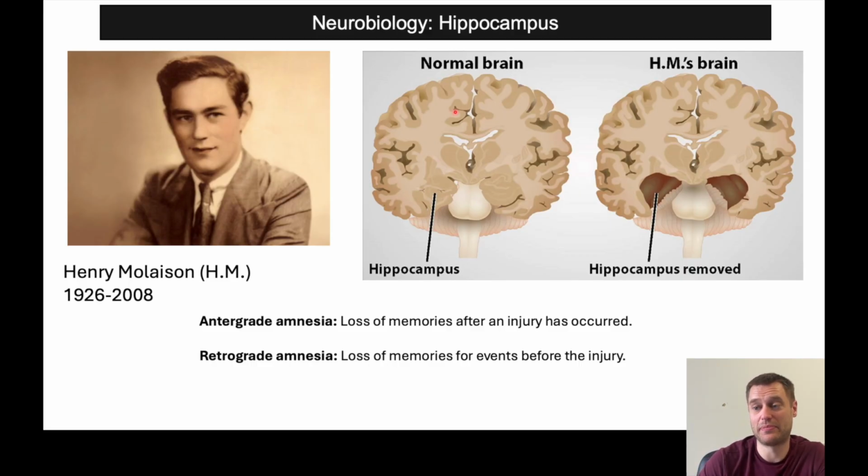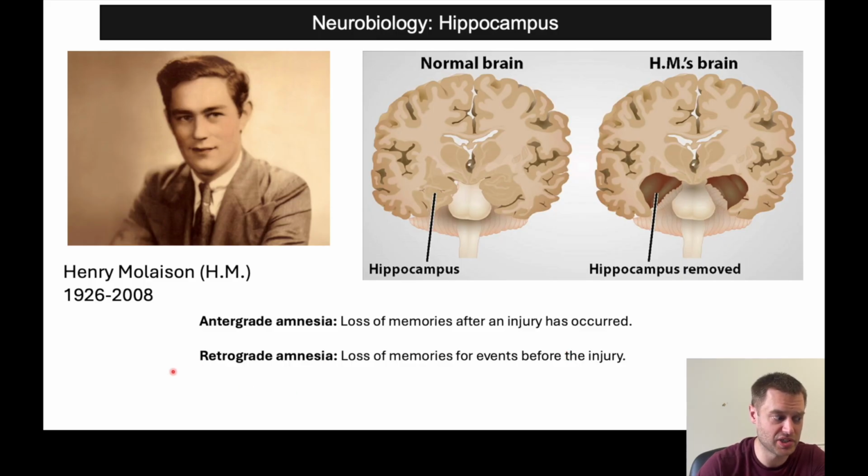He could develop some limited semantic memory, but new episodic memory was essentially lost to him. So he had what's called anterograde amnesia. And you'll need to know the difference between anterograde and retrograde. Anterograde amnesia is a loss of memories after an injury or some kind of thing that is causing you to lose your memory happens. Retrograde is when you lose memories for events before an injury.